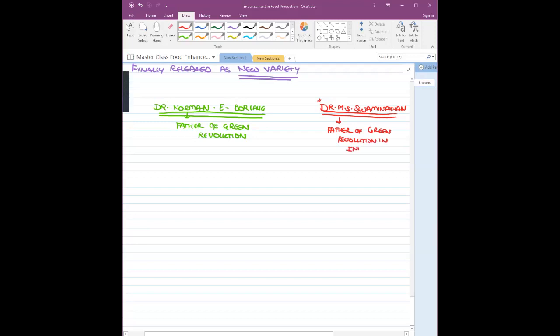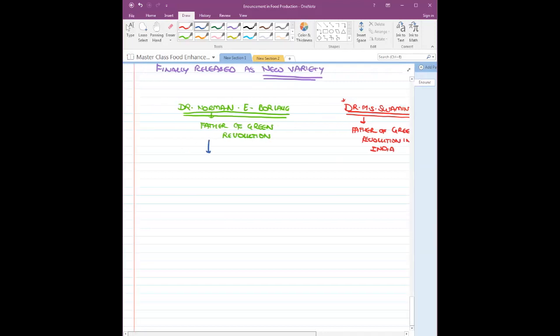First let's see what these people did and why we know them. When we talk about Norman E. Borlaug, he was working on semi-dwarf varieties of wheat. These semi-dwarf varieties did not take much space, and they were growing really rapidly. That is why this was important. Semi-dwarf varieties of wheat and rice.